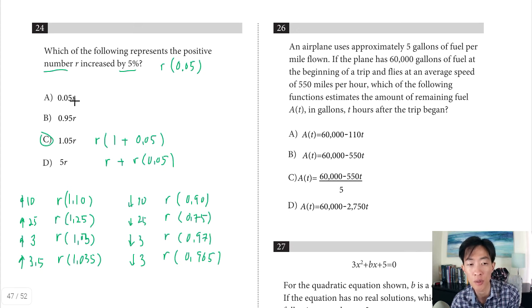Choice A would give you 5% of r, but not the new price after you add it back on. Choice B would give you a decrease in 5% with the new price. Choice D would actually give you 5 times the original price, which is the equivalent of a 500% calculation of R. Notice that it's not a 500% increase, because a 500% increase added onto the original would actually be 6R. Regardless, D is out and C is the right answer.